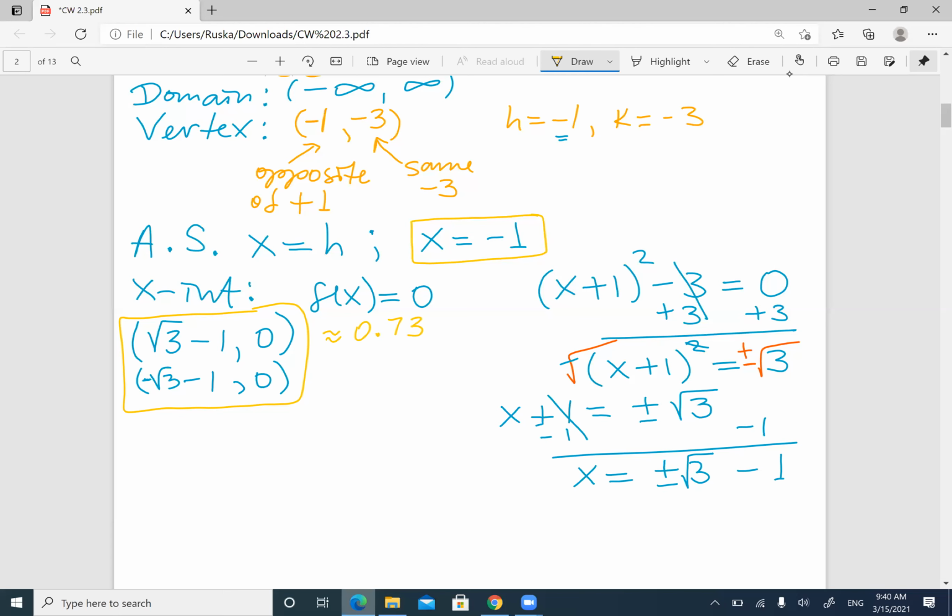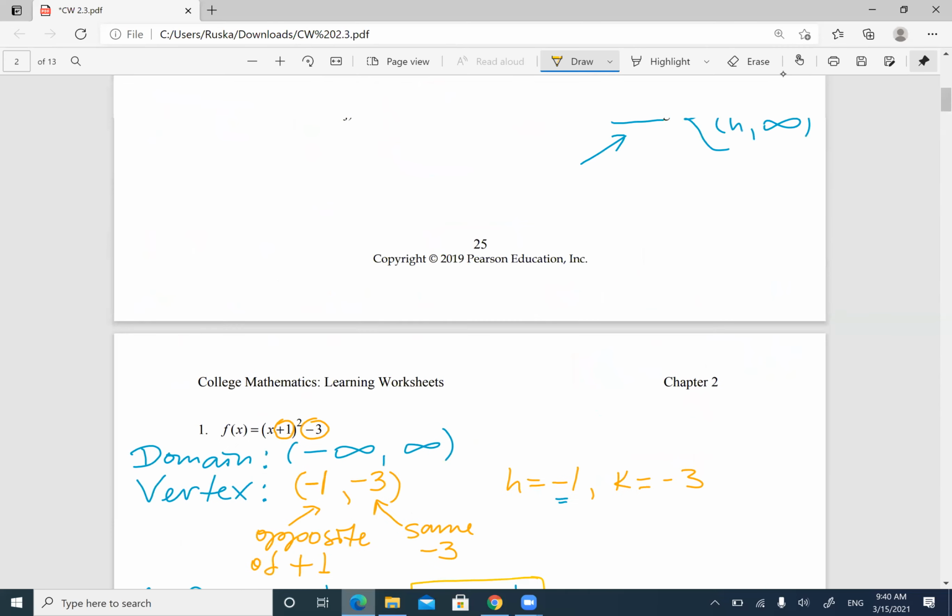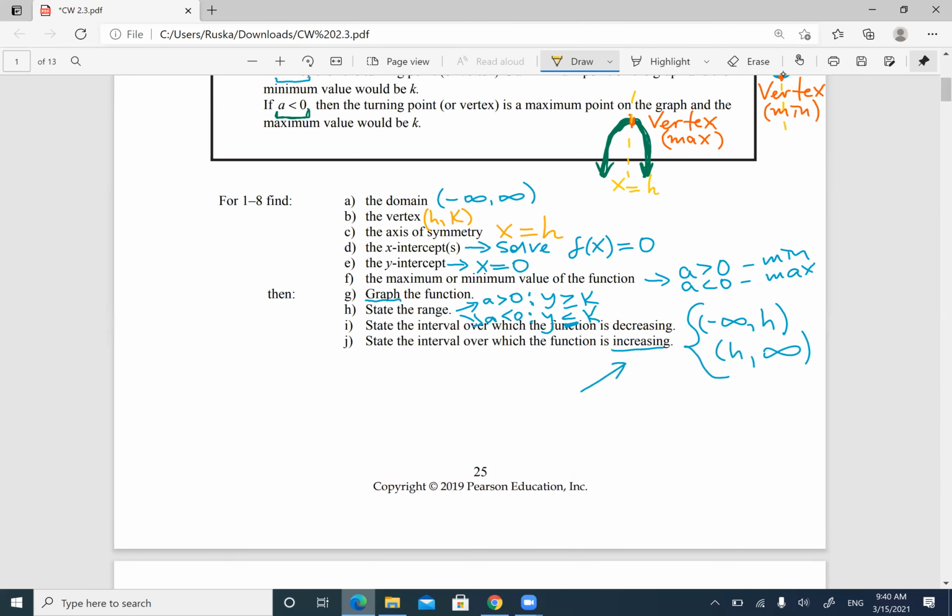Okay. And then when I do negative square root of 3, and then I do minus 1, the other one is going to be approximately negative 2.73. So these are going to be the points I'm going to use on the graph. That's why I need both of those, okay? So this is where the graph is going to cross the x-axis. Okay? So that's how you find the x-intercepts. We found them. And then the next step is finding the y-intercept.